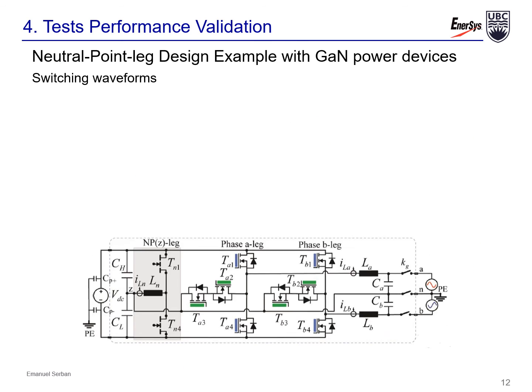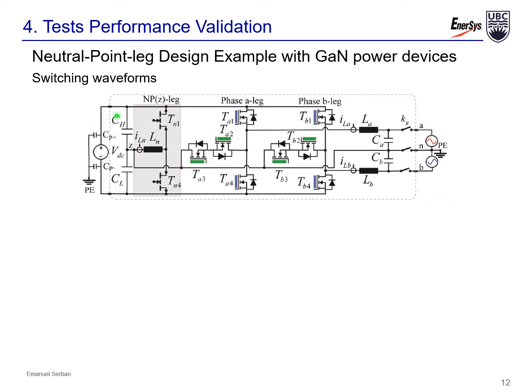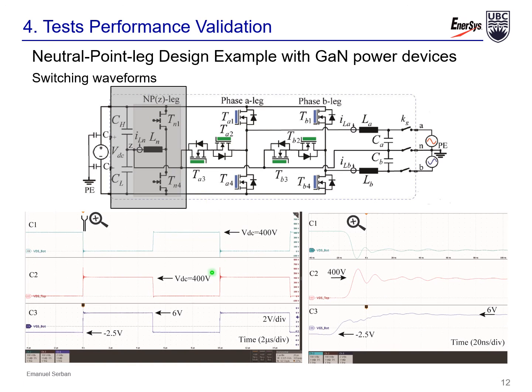The imbalance of the DC input voltage across the high side and low side capacitors can lead to converter output voltage or current distortion. This problem is eliminated thanks to the neutral point leg. The neutral point leg balances the voltage across both high side and low side capacitors of the input stage of the converter. The following experimental waveforms show the neutral point leg design example with gallium nitride devices.